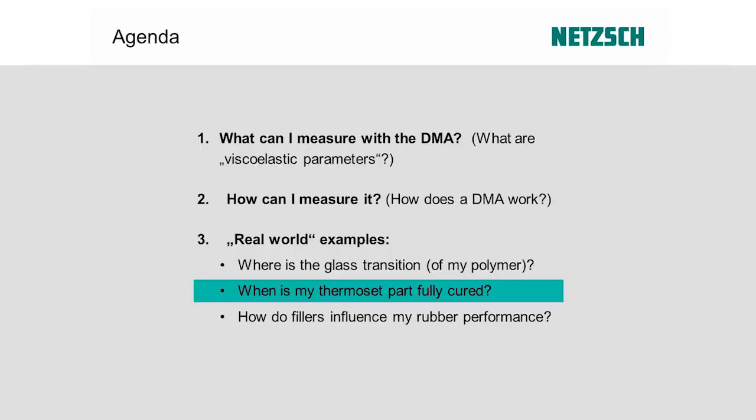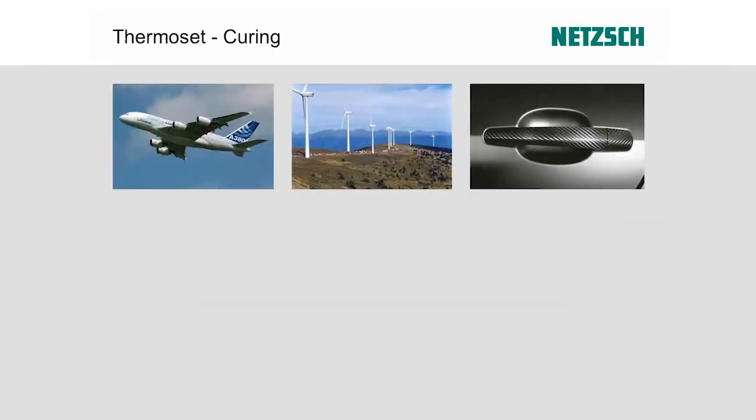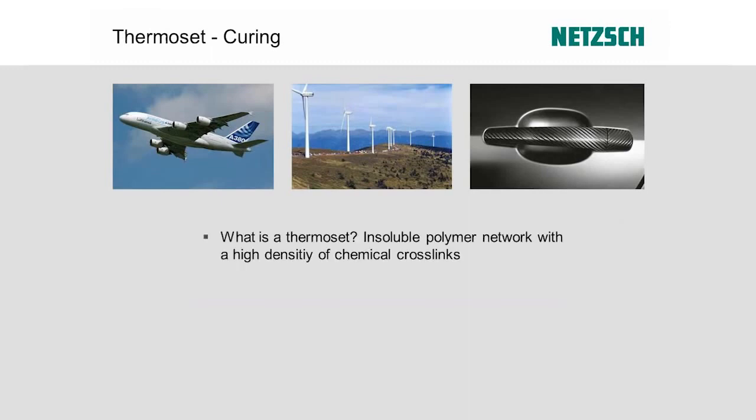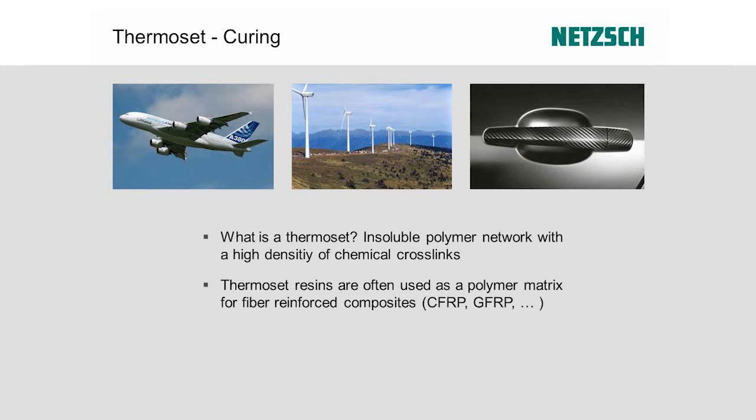In my second example, I would talk about the curing of a thermoset sample. What is a thermoset? A thermoset is an insoluble polymer network with a high density of chemical crosslinks. So now I want the polymer to be frozen, to be cross-linked, highly cross-linked, so it's a very stable polymer. Where is it used? Thermoset resins are often used as polymer matrix, and for example adhesives and so on, in this case for fiber reinforced composites, so carbon fiber reinforced polymers, glass fiber, any different fiber.